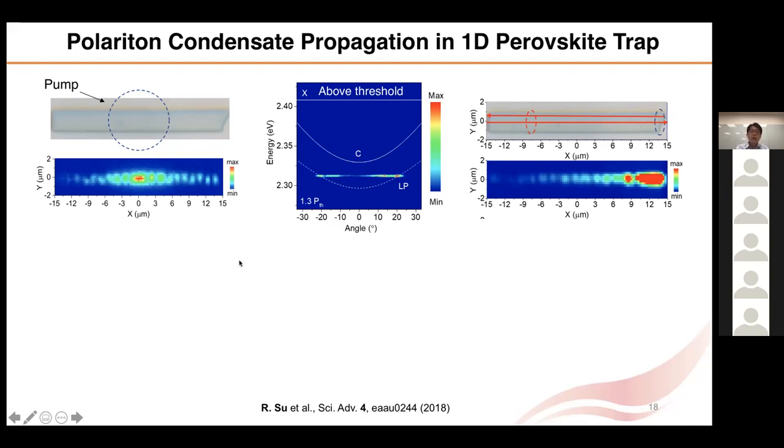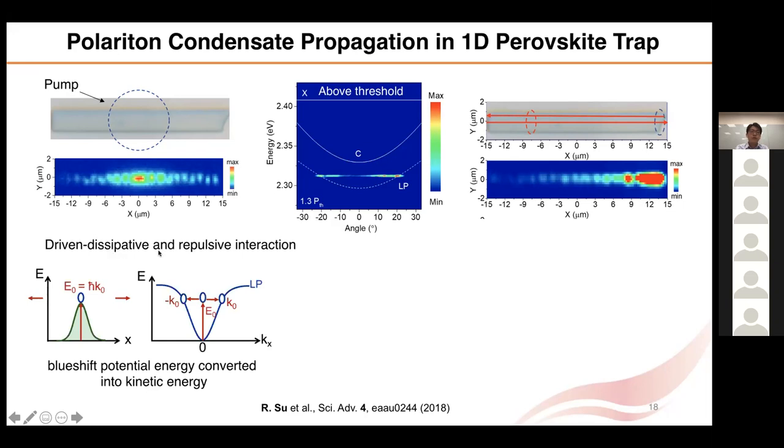So this feature can be explained by their driven dispersive nature as well as the repulsive interaction. Since we are pumping a small area, we are injecting polaritons inside. Once the particle number increases, their repulsive interaction will result in such a blue shift potential hill. Since the lifetime of polaritons is very short, they cannot be stable at the top of this potential hill. In this case, such blue shift potential energy will convert into the kinetic energy of the condensate such that they can gain some in-plane momentum to propagate as shown here.